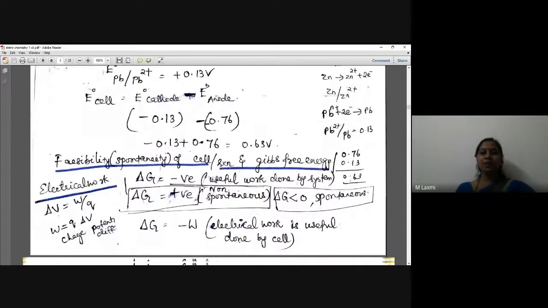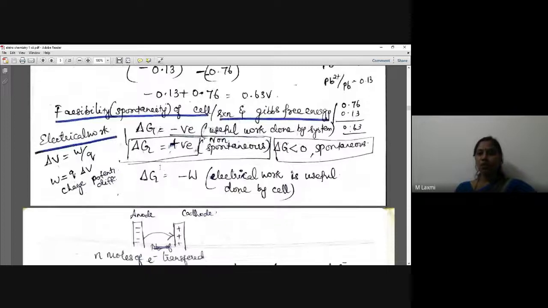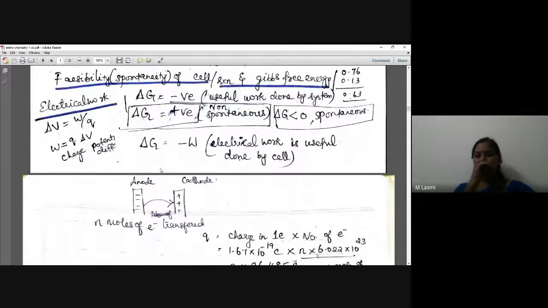Then we saw what is the thermodynamic point of electrochemistry. What is referred to as feasibility, which is nothing but spontaneity of a cell. How to relate Gibbs free energy. So Gibbs free energy delta G, if it is negative, then I mean to say some useful work is done by the system. Since we are dealing with the chapter electrochemistry, here useful work refers to electrical work. Here electrical work done by the system is considered to be useful. So if delta G is less than 0, if delta G is taking a negative value, then I'm going to call that reaction a spontaneous reaction.